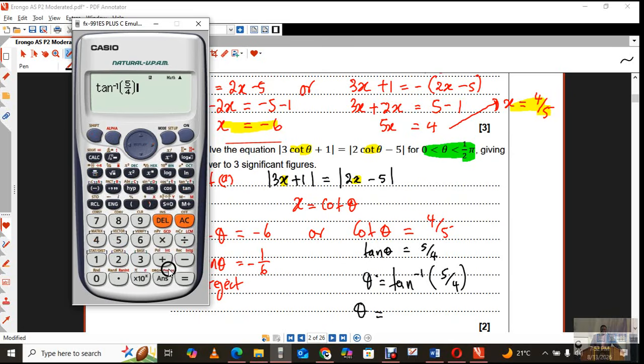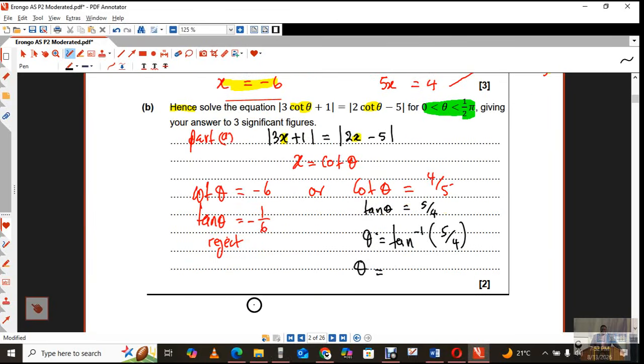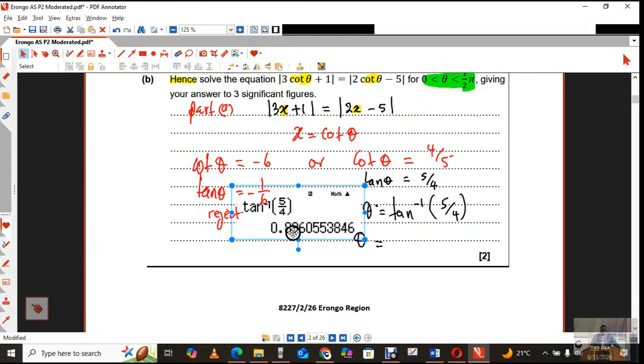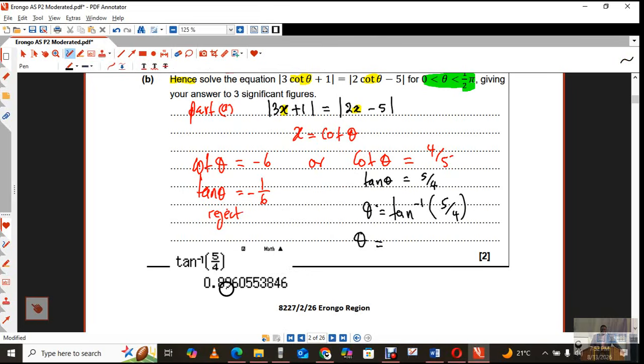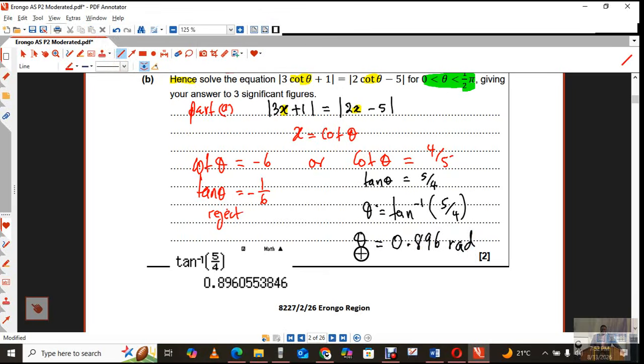Okay, and if you have that, you hit enter. You see, we get a value there. So let's just capture that, and let me just paste it somewhere here for you to see. Sometimes it's necessary to look and say, look right down and then do the rounding accordingly. So to 3SF, it's going to be 0.896. So that's 0.896 radians. And that is the solution to this particular question.